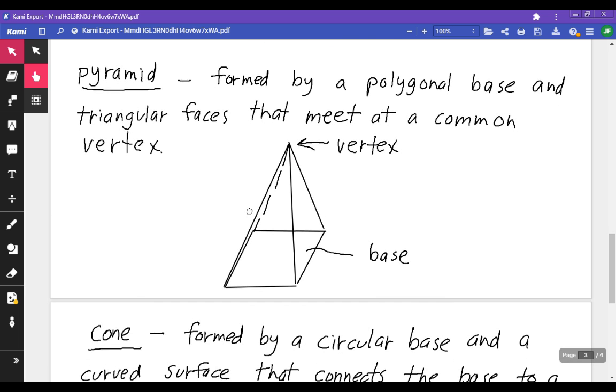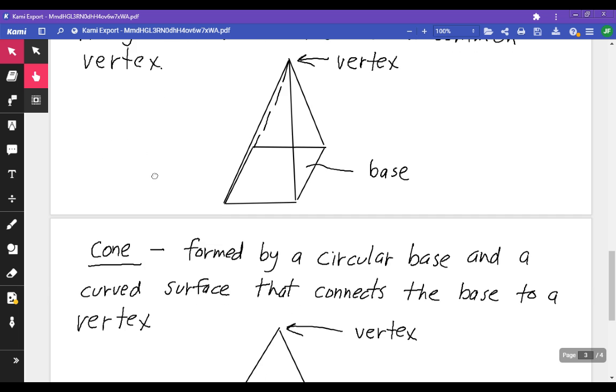You might have also seen pyramids before. It's one of our major shapes. A pyramid is formed by a polygonal base. So the base of the pyramid can be any polygon. Here you see a square. Could be anything, could be a hexagon or a pentagon or whatever. But the base will be a polygon, and the triangular faces will meet together at a point called the vertex. So you see the vertex there, and then the triangles on the side. Those are the faces. That'll make a pyramid.